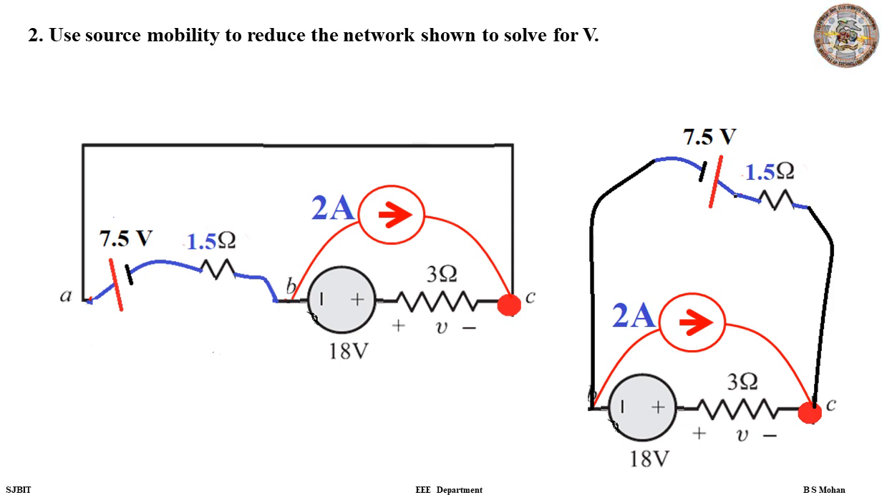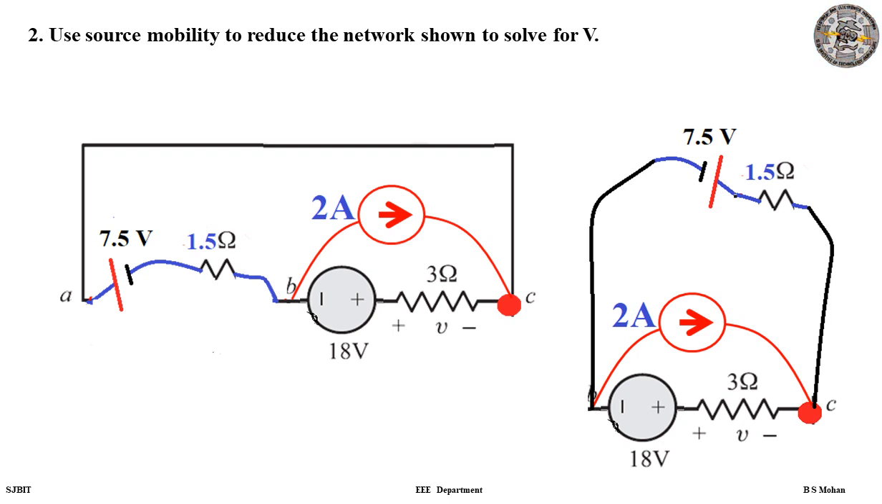And current 2 amp is entering point C. 18 volt positive is also seeing point C. Thus rewriting the circuit in this way, what could the next step be? Or you can try to solve from this step and then check your answers also.